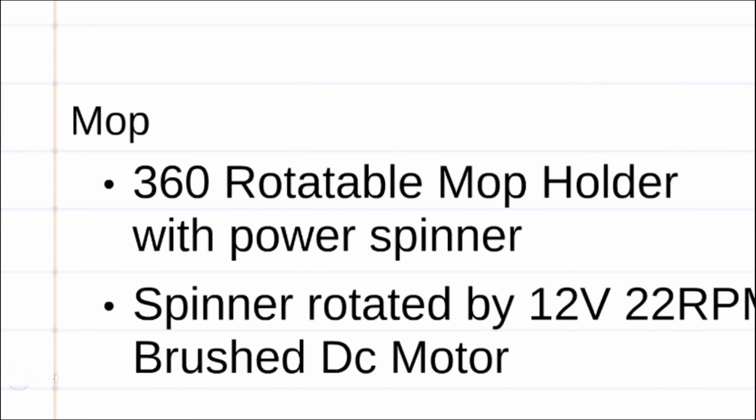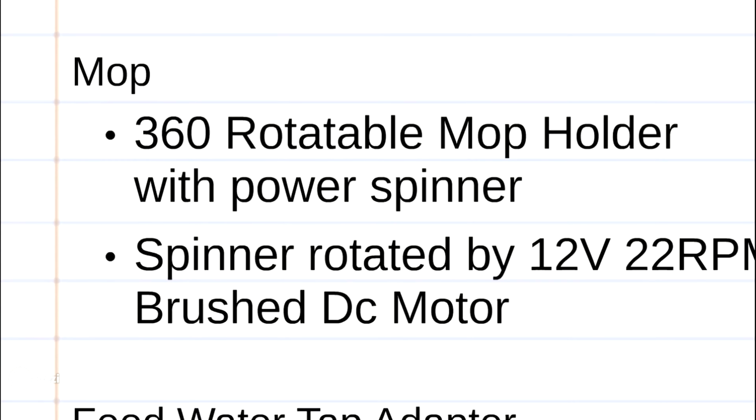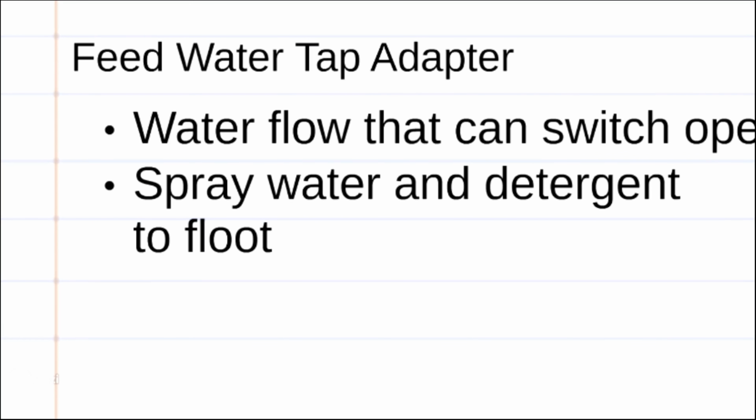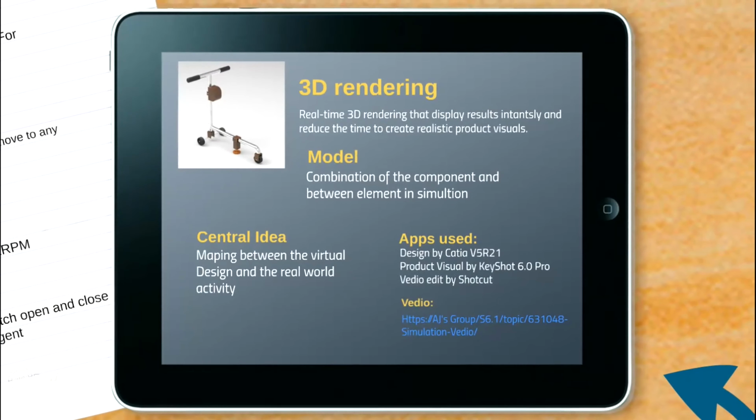The third part is the mop, a 360 rotatable mop holder with a power spinner. The spin is rotated by a 12 volt, 22 revolutions per minute brushed DC motor. The fourth part is the feed water tap adapter that controls the water flow. It can switch open and close. This water adapter functions to spray water or detergent onto the floor.